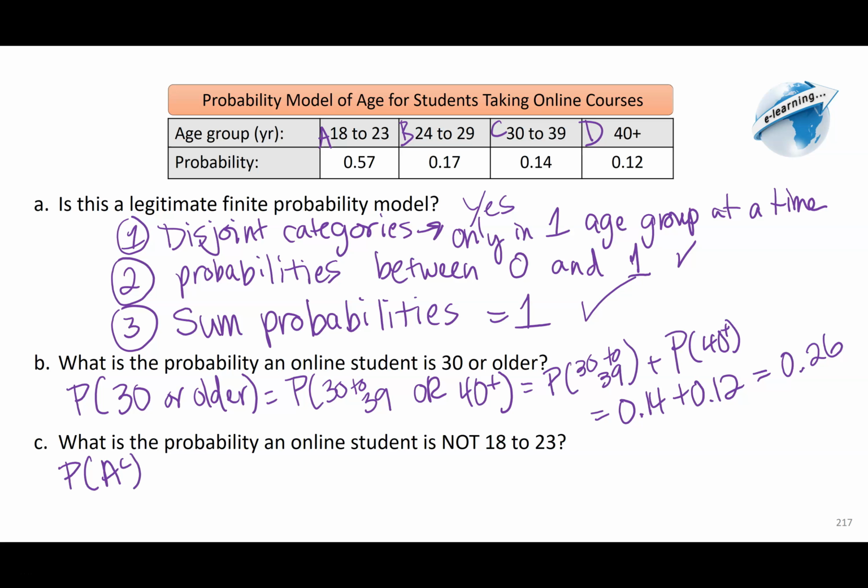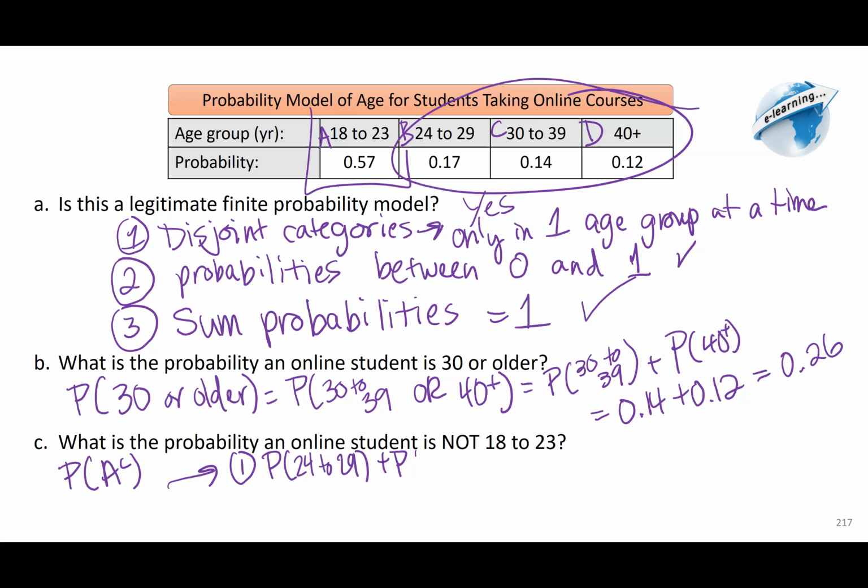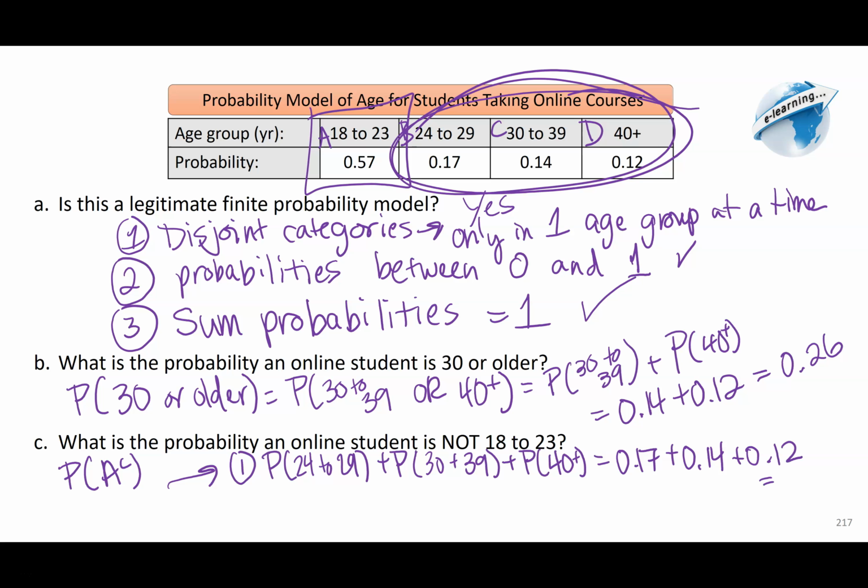There are 2 ways you can do it. So 1, it's the probability that 24 to 29 plus the probability, so you can add these three. You don't want this one, you want these three. So 30 to 39 plus 40 plus, so 0.17 plus 0.14 plus 0.12 should come to something like 0.43.